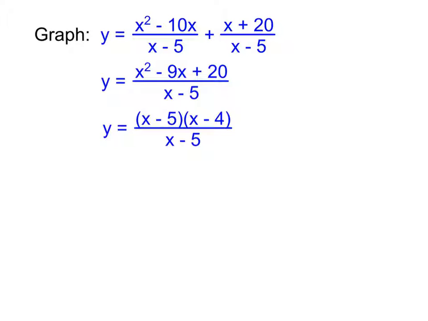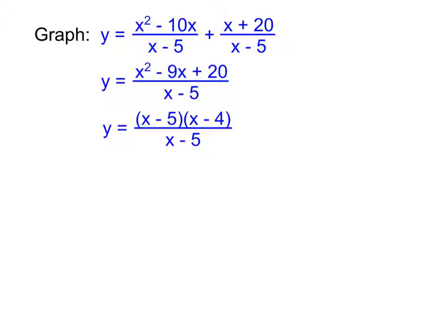And every time we see a quadratic, when we do one of these, I always want to see if I can factor it. And in this case, it does factor. The x squared minus 9x plus 20, notice, factors to be (x minus 5)(x minus 4). All right, now that I have that, notice what that allows us to do.